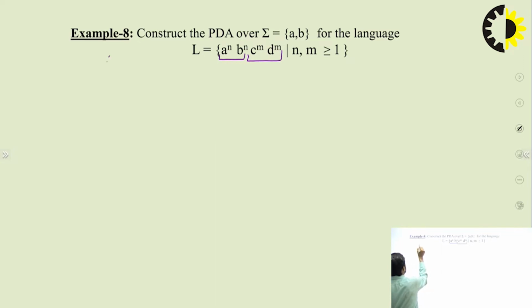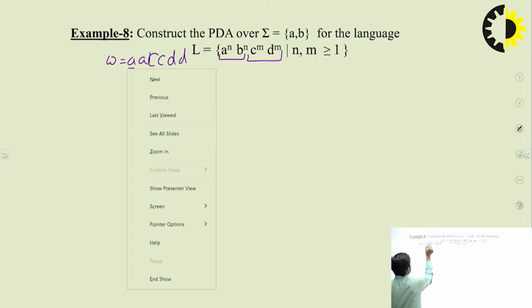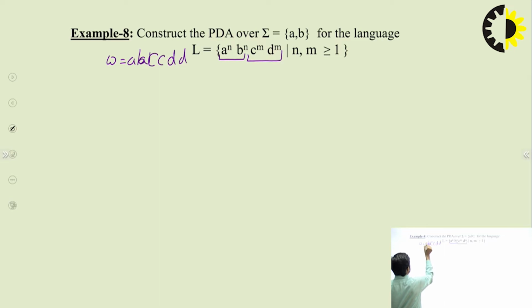Suppose there is a string w, a, b, c, c, d, d. This is the language corresponding to a raised to power 1, b raised to power 1, c raised to power 2, d raised to power 2. Just see the sample example. So there is the stack with Z naught, this is the input, this is the stack. Now top of the stack is Z naught, we push A.